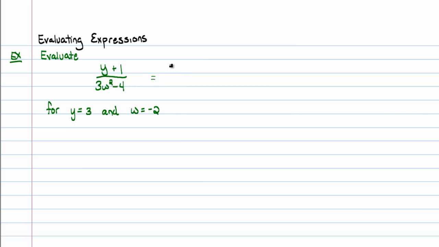The way I've always done this is I put parentheses in where my unknowns are. It's a very good tactic because it keeps you from making stupid mistakes. So in for y, I'm going to plug in 3, and in for w, I'm going to plug in a negative 2.